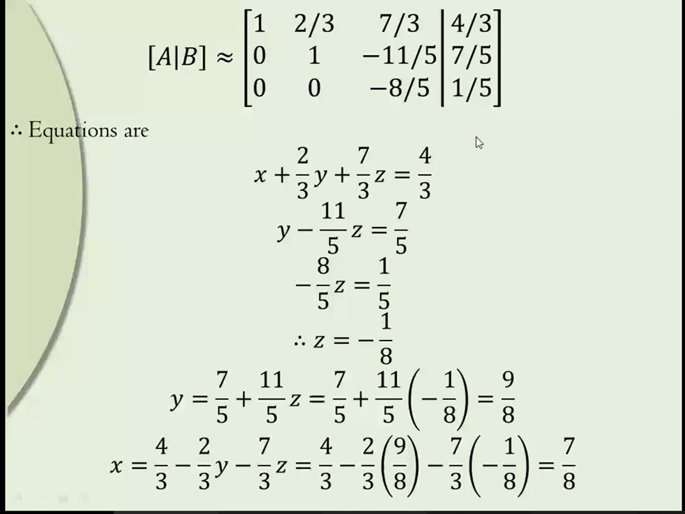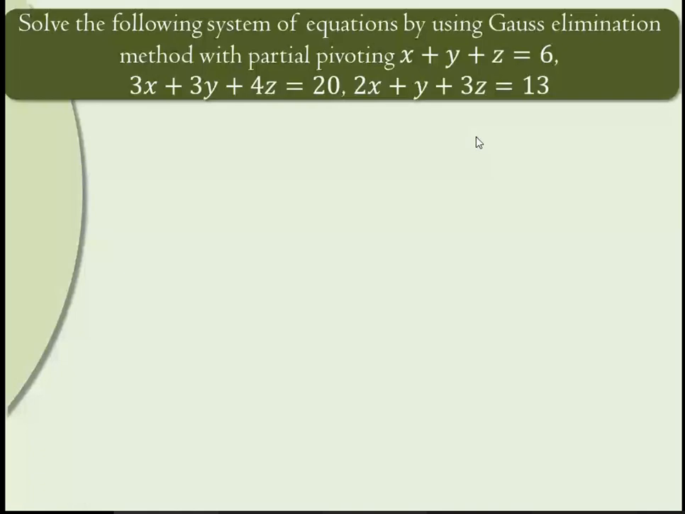Now consider the next problem. Solve the following system of equations by using Gauss elimination method with partial pivoting elements. That is x plus y plus z equal to 6, 3x plus 3y plus 4z equal to 20, 2x plus y plus 3z equal to 13.